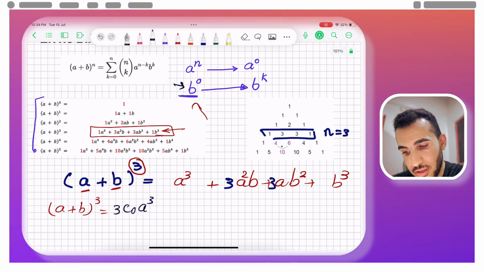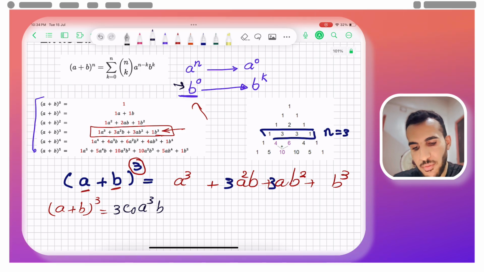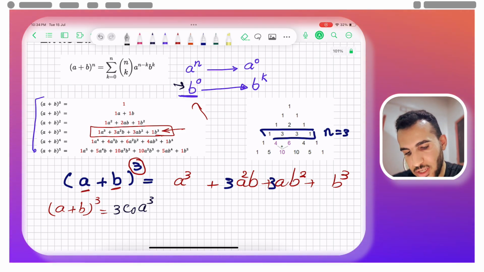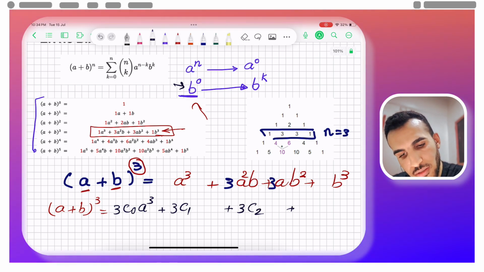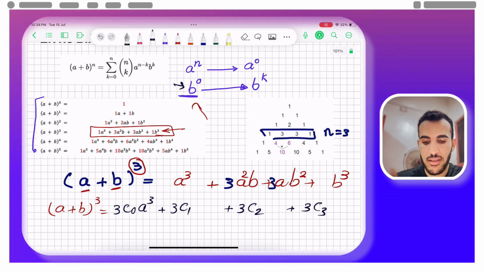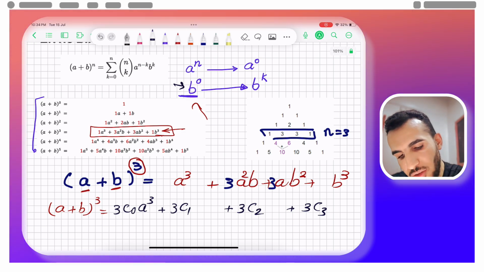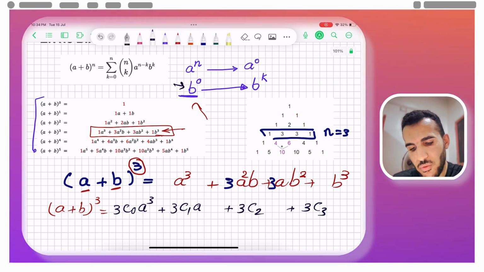The next one, as I mentioned, b will be b power k. Here k equals 0, so I'm going to cancel it. This is why I didn't write it. Let's go to the next one. The second one will be 3 choose 1, each time k increases, then 3 choose 2, and 3 choose 3. So a will be power n minus k. n equals 3, k equals 1, so 3 minus 1 is 2. This is why we write 2 here.